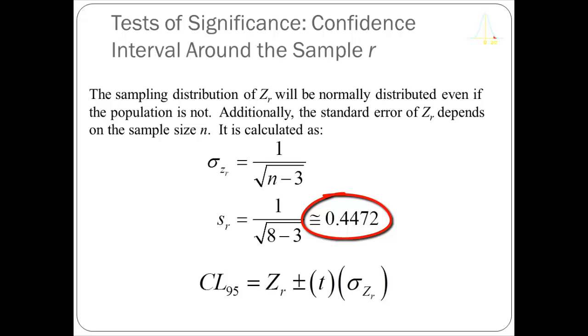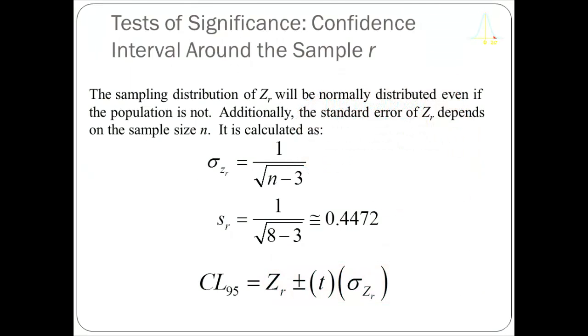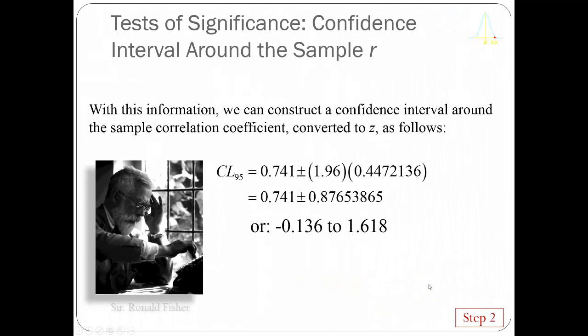Down at the bottom, you can see that I have the confidence interval, and it's the same kind of confidence interval we saw before. So for a 95% confidence interval, we'll take our z sub r score, and we'll make that plus or minus some margin of error, which is equal to t divided by our standard error. And where does the t statistic come from? The t table in the back of the book, just like we use for our other confidence intervals.